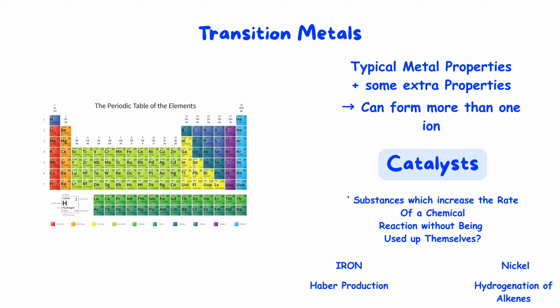For instance, later in the course, you'll learn that iron is a crucial catalyst in the Haber process, which is used to produce ammonia, while nickel is used in the hydrogenation of alkenes, a process involved in the production of margarine. That wraps up today's lesson.